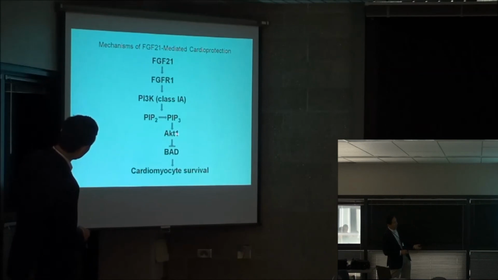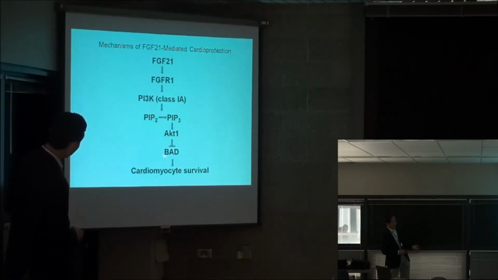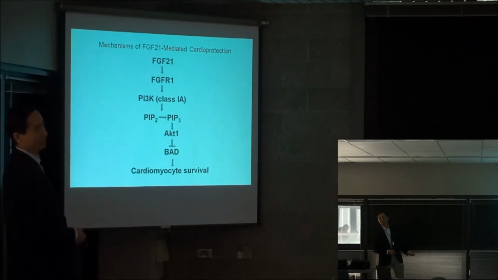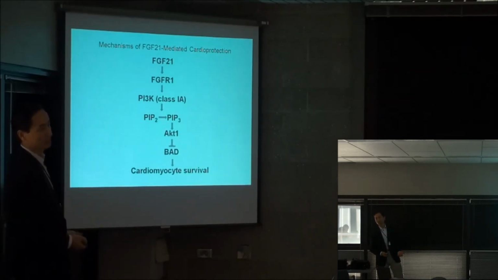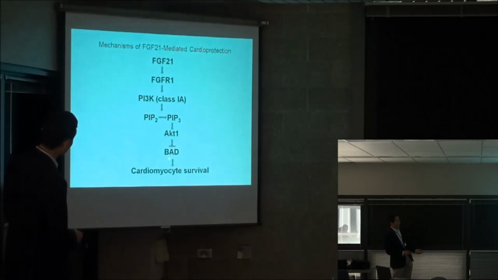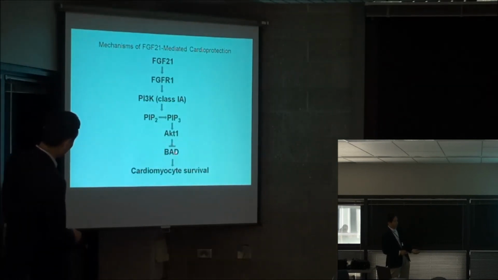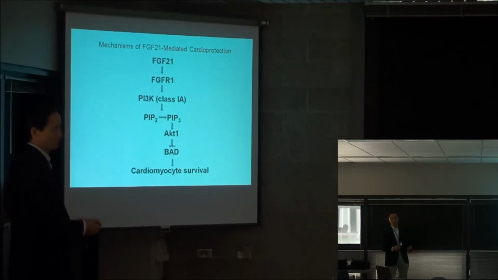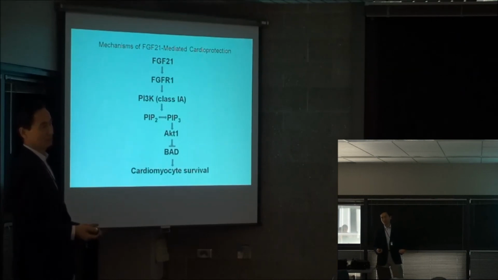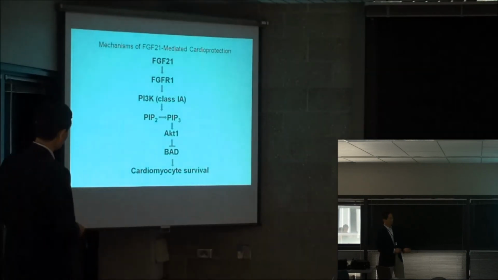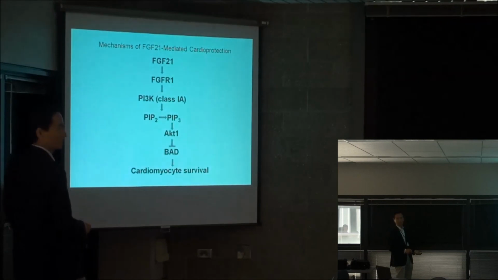But if AKT1 is activated, AKT1 induces phosphorylation, adding a phosphate group to the BAD molecule. That will shut down the activity of BAD and reduce cell death. So that's the mechanism. In the end, BAD is phosphorylated with a phosphate group, and it can no longer work. Therefore, it can no longer induce cell death under ischemic conditions. Therefore, ischemic cardiomyocytes will survive.